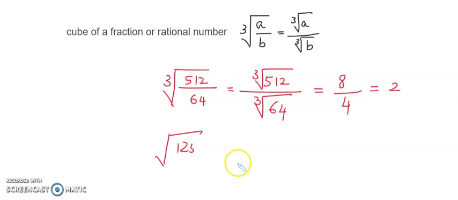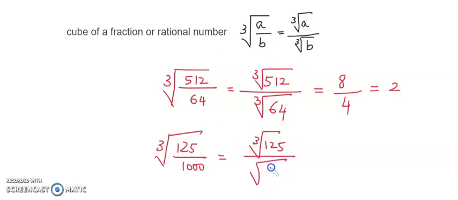Same way I can say cube root of 125 divided by 1000. So what I'll do, I'll find the cube root of 125 in the numerator separately and the cube root of 1000 separately. I know 125 is cube of which number? 5. So cube root of 125 is 5. I know that 1000 is a cube of which number? 10. So 10 cube is 1000, so cube root of 1000 is 10. So this will give me simplified as half.